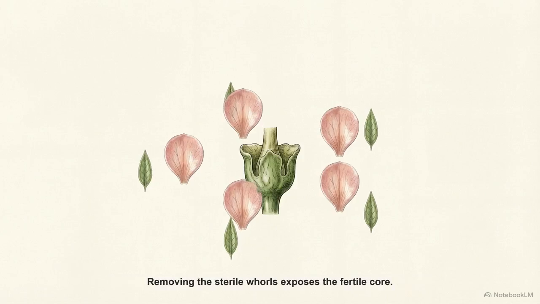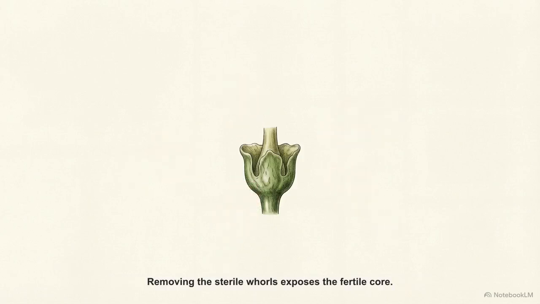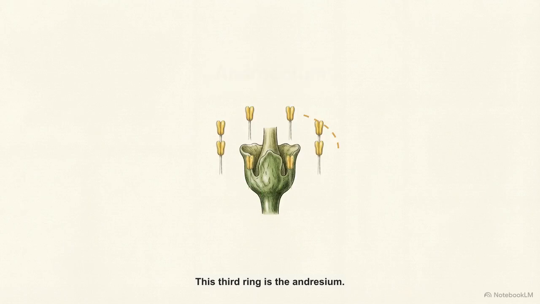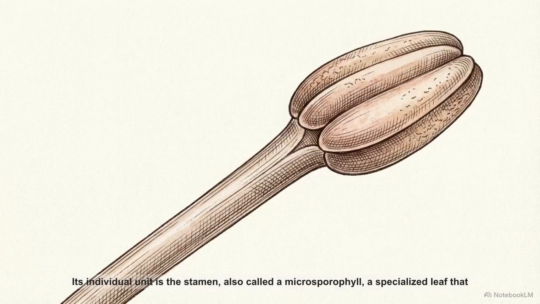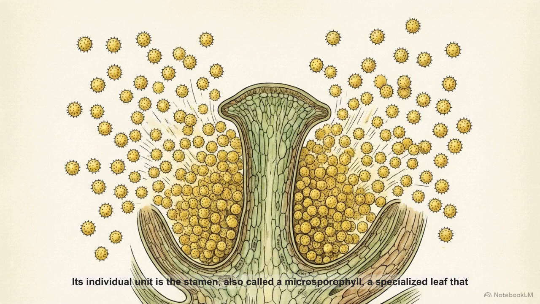Removing the sterile whorls exposes the fertile core. This third ring is the Androecium. The Androecium is the male reproductive component of the flower. Its individual unit is the stamen, also called a microsporophyll, a specialized leaf that produces microspores, which become pollen.